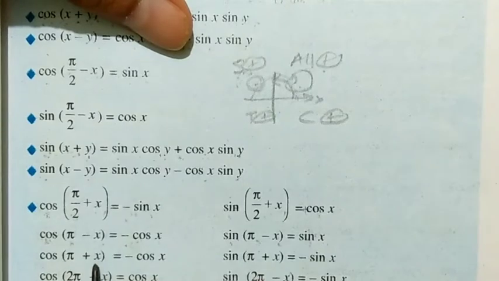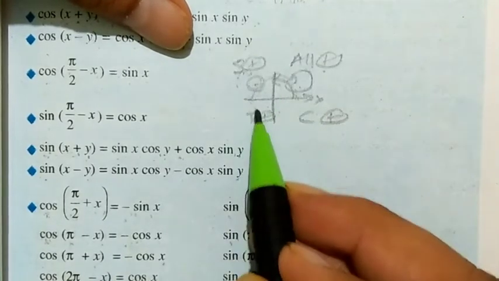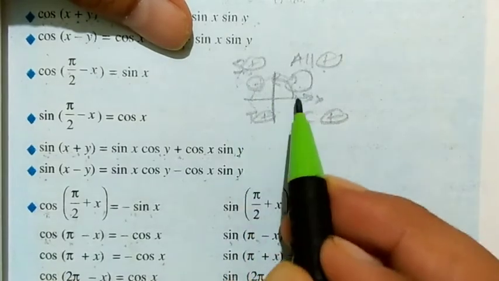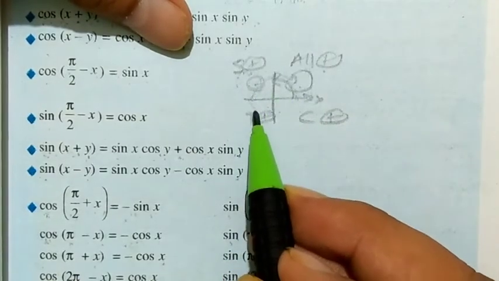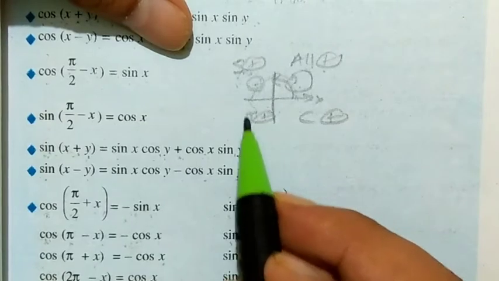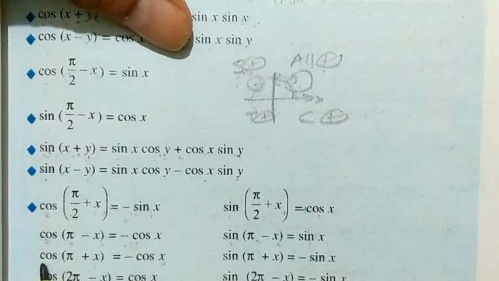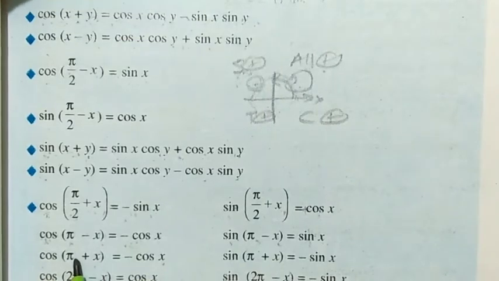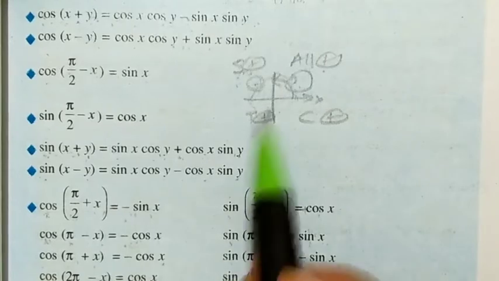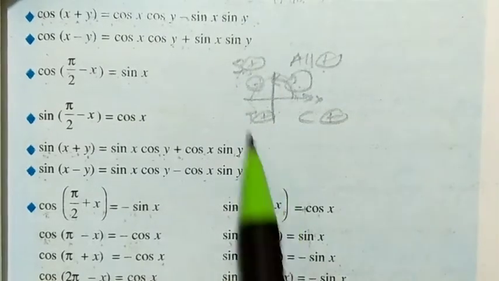Now cos of pi plus x is minus of cos x. Why? Because pi plus x means we are going to this side. So this is pi plus x, the third quadrant. In the third quadrant cos is negative and the name will not change because it is pi and its multiple. Sine of pi plus x is minus of sine x because here sine is negative.